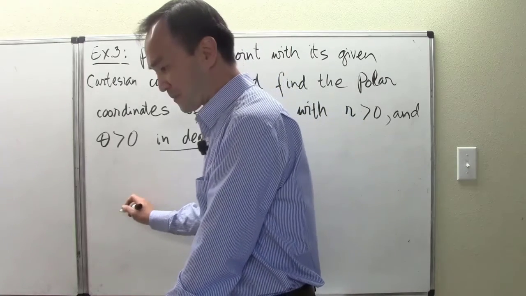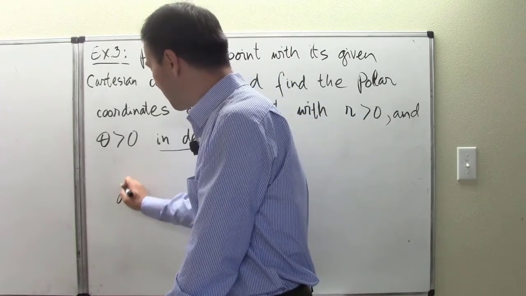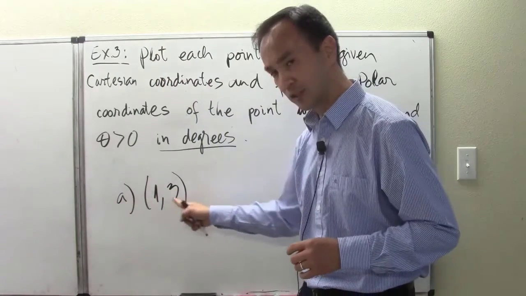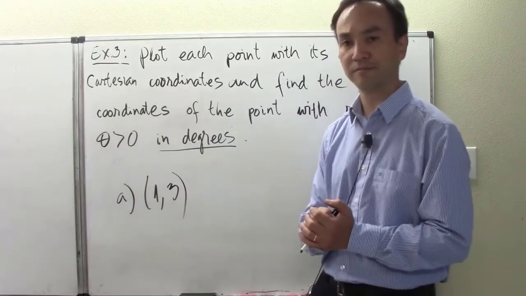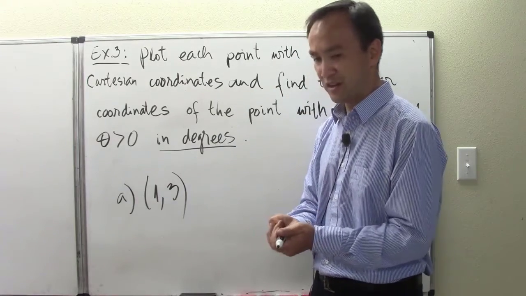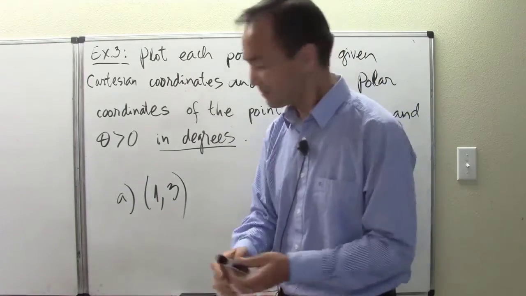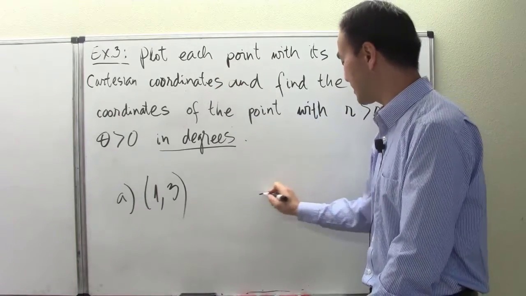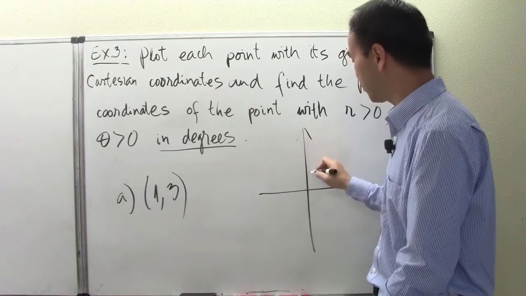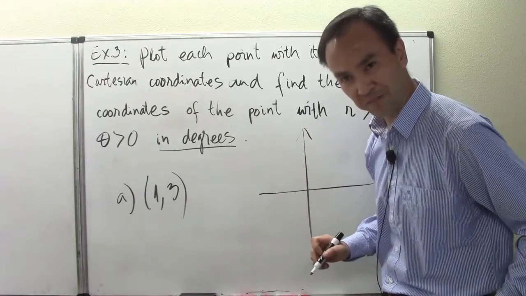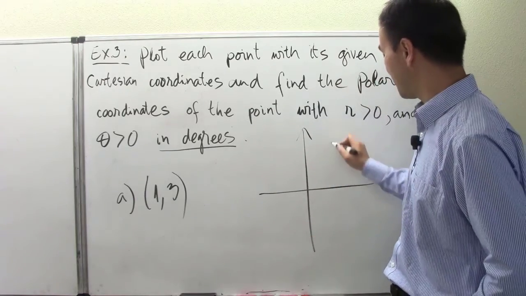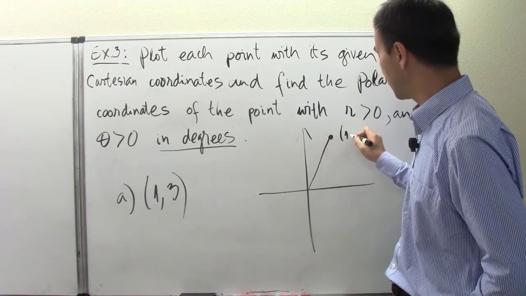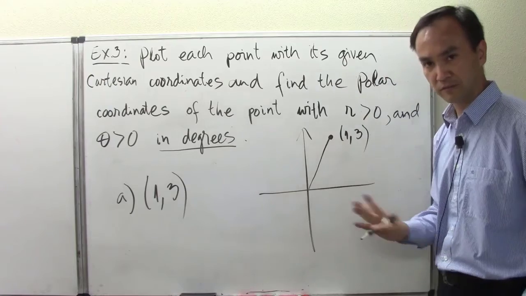The first point here is a point at 1, 3. This is x, this is y. To plot that as a hand sketch, it's a point that completely stays in the first quadrant. So 1, 3 is about right here. Allow me to scale up a little bit. Now we plot it, nice and easy.